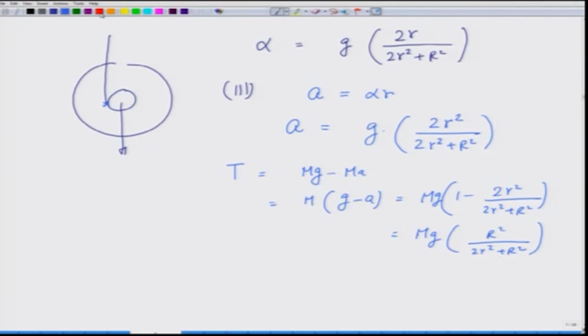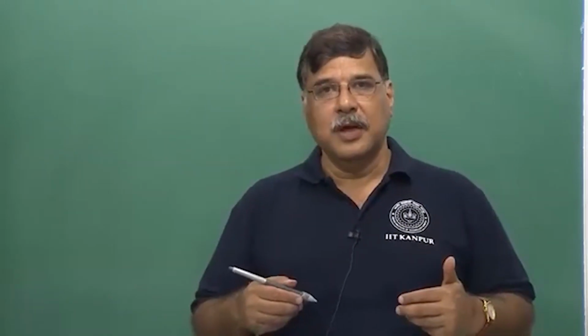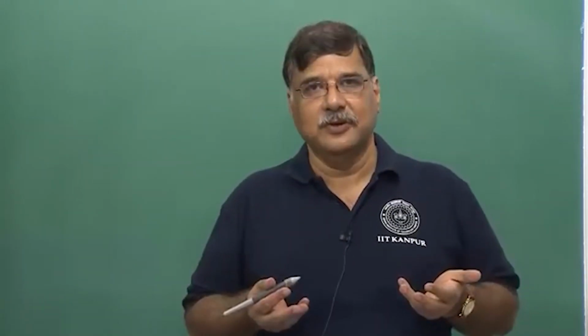So, what you notice is that the linear acceleration of the wheel coming down is g times 2 r square over r square plus r square, which is roughly equal to, assuming r is much less than R, roughly equal to g times 2 r square over R square, much smaller than g, and therefore, you see this wheel coming down very slowly.